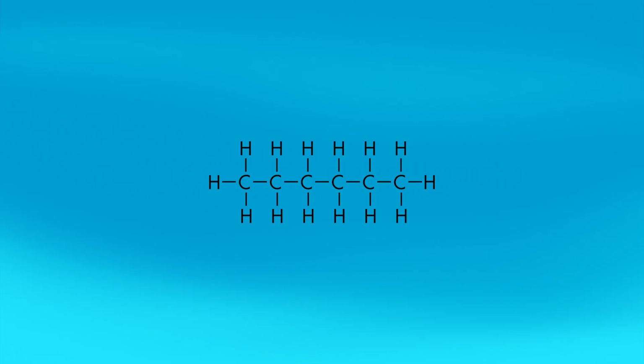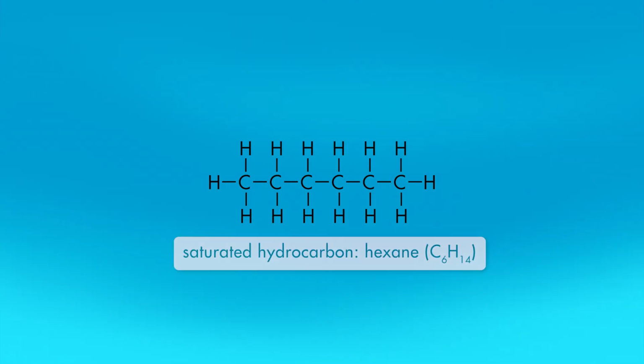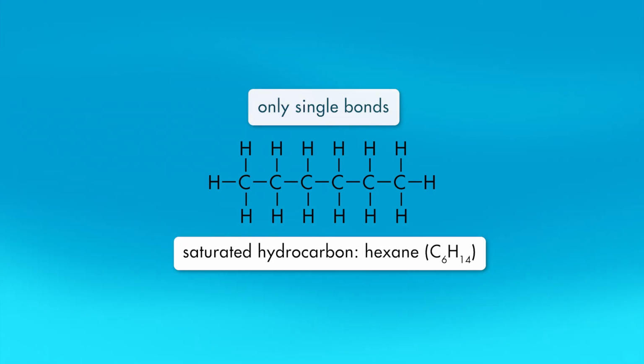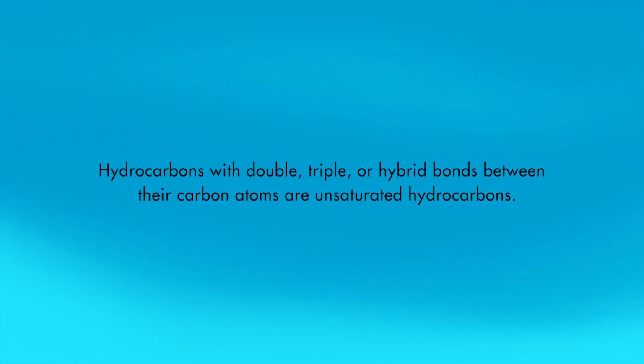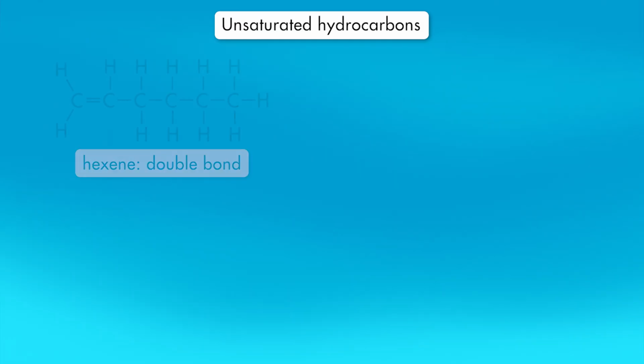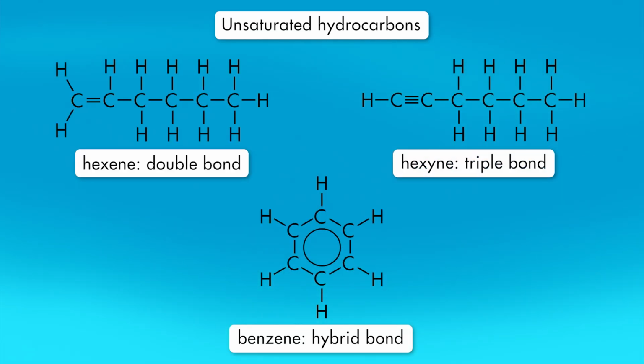Hydrocarbons with only single covalent bonds between their carbon atoms are saturated hydrocarbons. Alkanes, such as hexane, are saturated hydrocarbons because they have only single bonds between their atoms. Hydrocarbons with double, triple, or hybrid bonds between their carbon atoms are unsaturated hydrocarbons. The compounds hexene, hexyne, and benzene are unsaturated hydrocarbons with 6 carbon atoms. They are unsaturated because of their double, triple, or hybrid bonds.